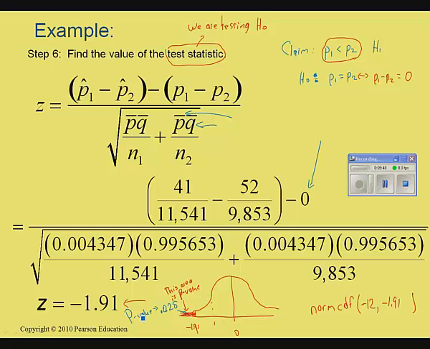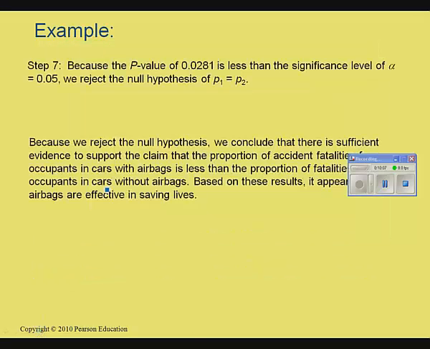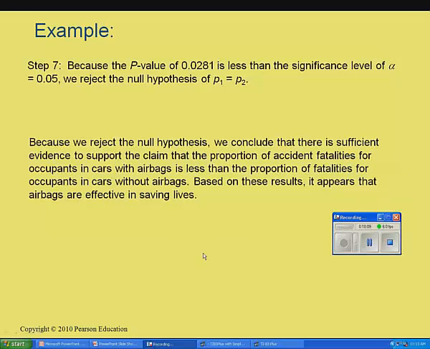0.028. By the way, is that low? Because what was our alpha? Yeah, so that's low. So what's that mean? Null must go. And if you read the rest of the example, right, they did this. There's the picture. Yeah, we reject the null hypothesis. Now, here's the hard part for a lot of you guys: how do you put this into English? We reject the null hypothesis, and here it is in English. We conclude there is sufficient evidence to support the claim.